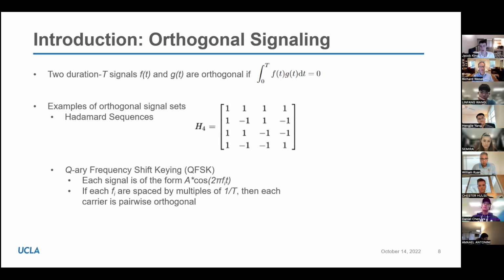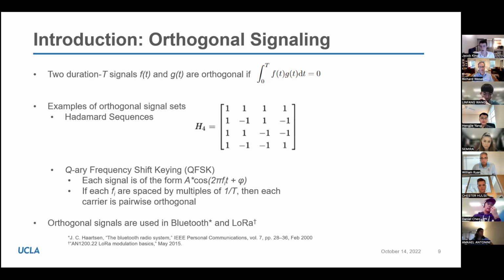Another example is Q-ary frequency shift keying, or QFSK. Each signal in the signal set takes the form of A cosine 2 pi f_i t. These signals are all pairwise orthogonal if the differences between the frequencies f_i are multiples of the symbol rate 1 over T. This is the orthogonal signaling channel we will focus on for the remainder of this presentation. Orthogonal signaling is used in the Bluetooth standard and the Internet of Things protocol LoRa as a couple of examples.